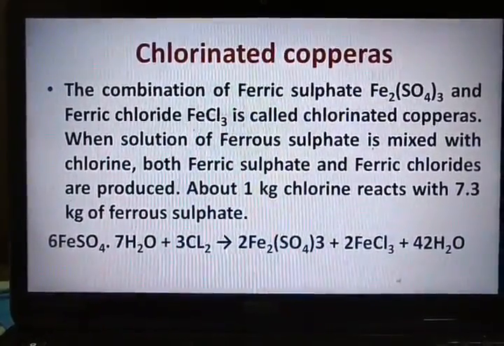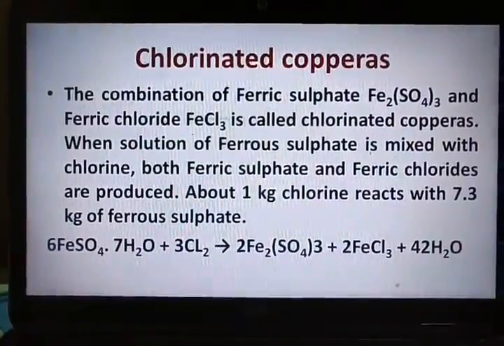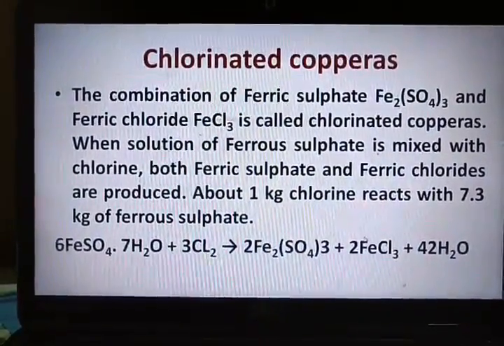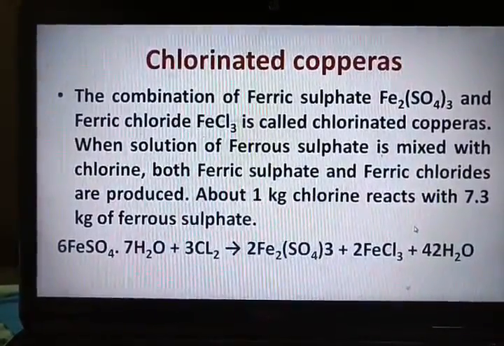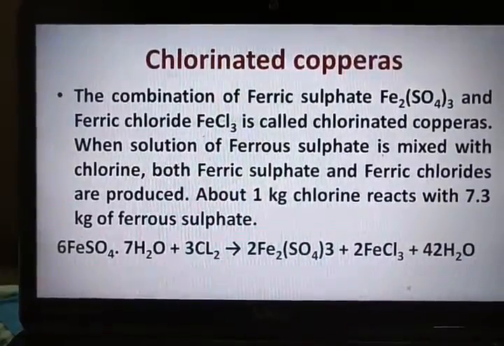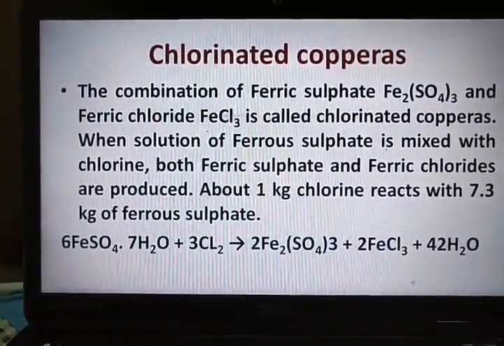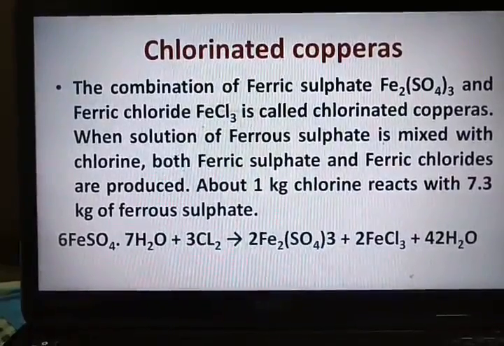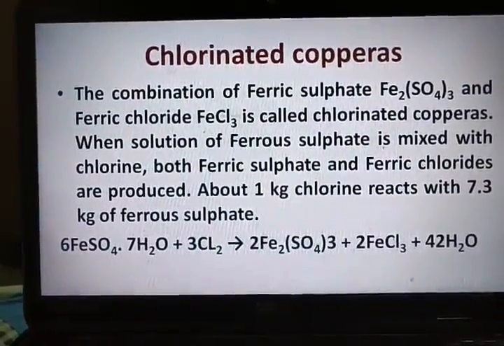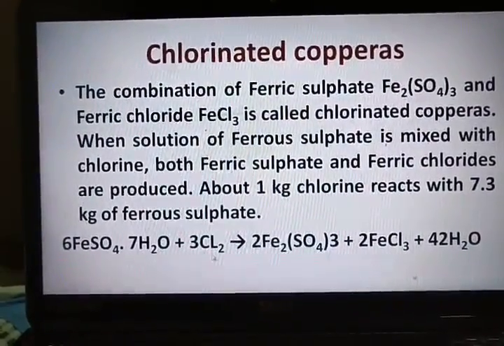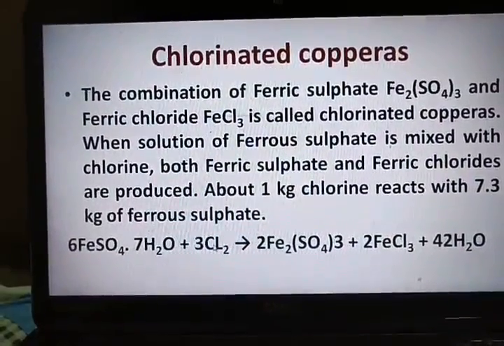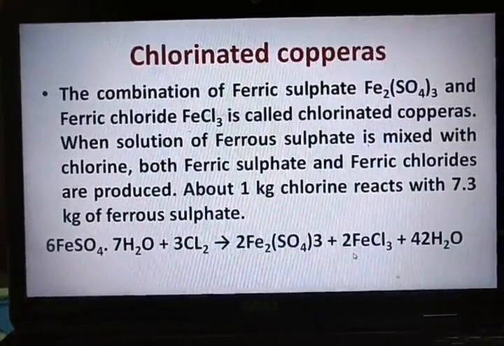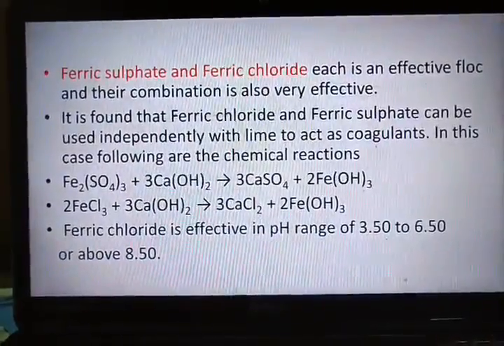Then we can also use chlorinated copperas. The combination of ferric sulfate and ferric chloride is called chlorinated copperas, that is FeSO4 and FeCl3. When a solution of ferrous sulfate is mixed with chlorine, both ferric sulfate and ferric chloride are produced. For example, about 1 kg of chlorine reacts with 7.3 kg of ferrous sulfate. Okay, and this is the reaction of chlorinated copperas, that is ferrous sulfate along with chlorine, and this is the end product when you use chlorinated copperas.